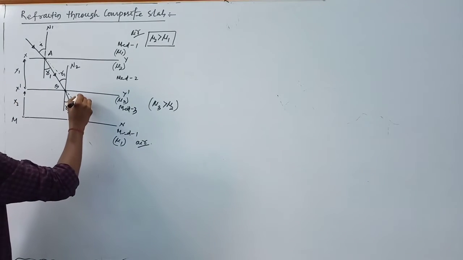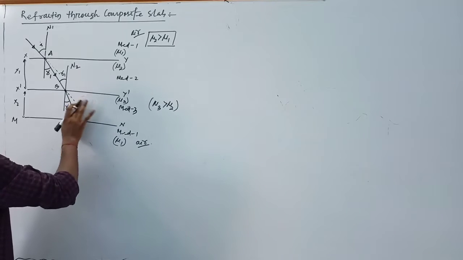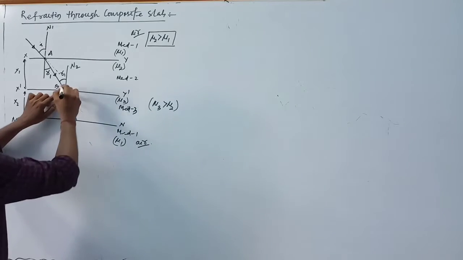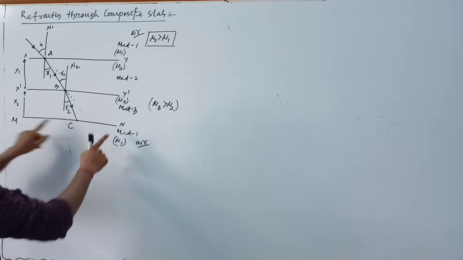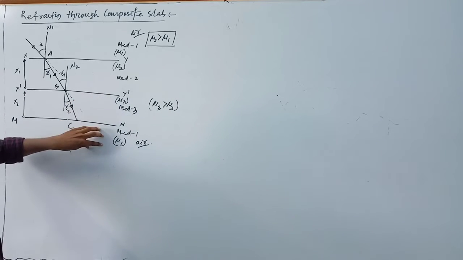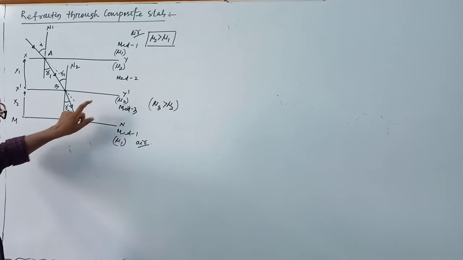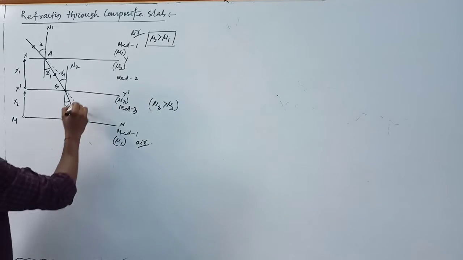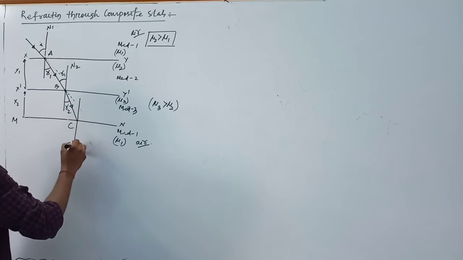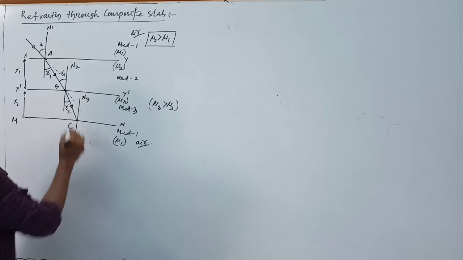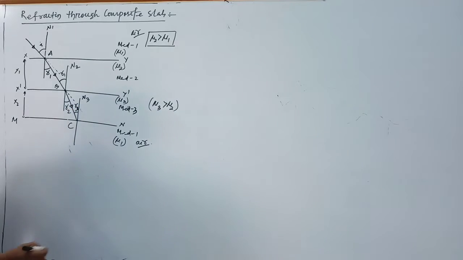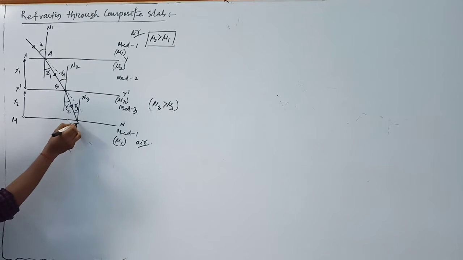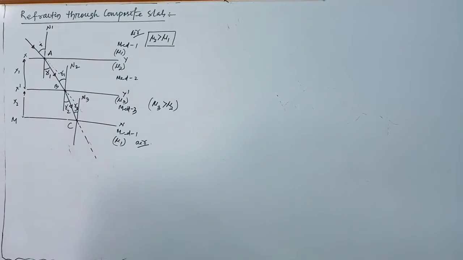Now we have to draw a normal at the point of incidence. This point is B and this point is C. Suppose there is an interface MN separating two media. This medium is air and this medium is the denser medium. If you draw a normal at the point of incidence, this normal is N3, and this angle is R3, and this is the line of action of this refracted ray.